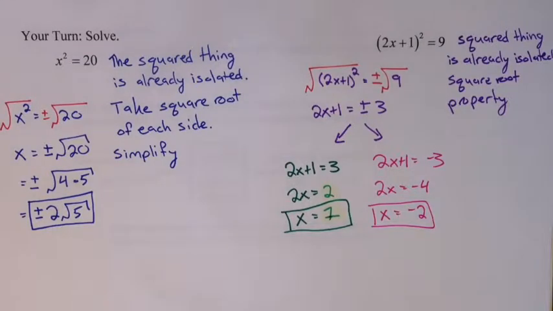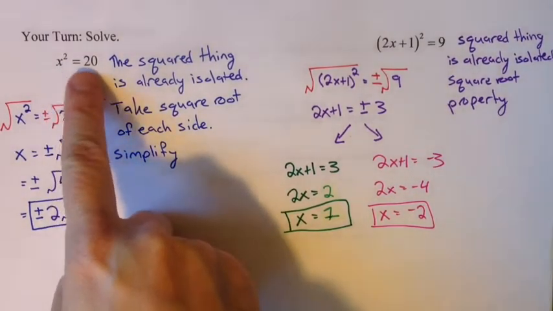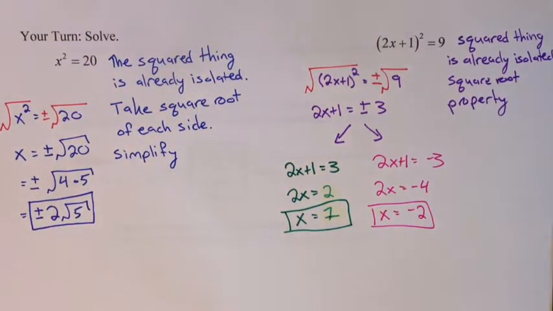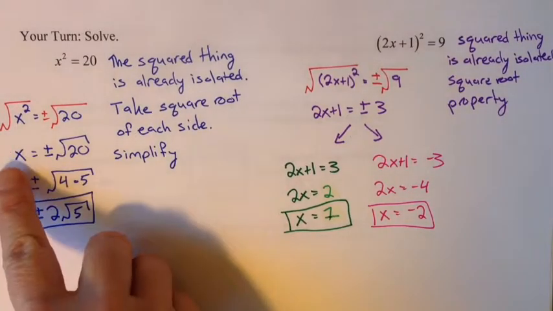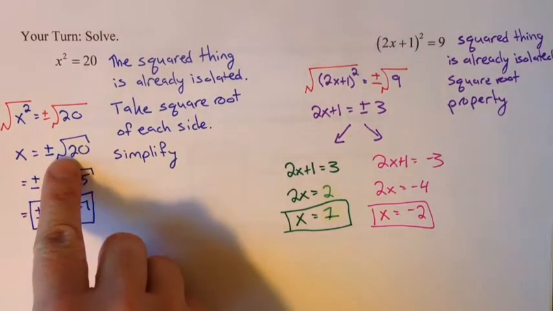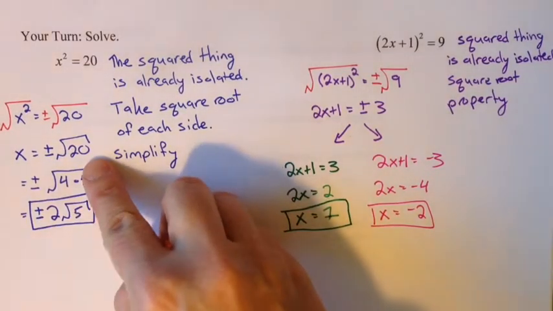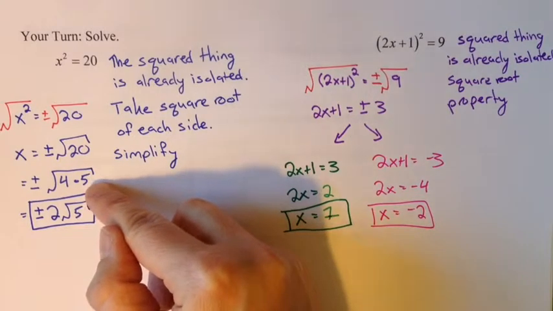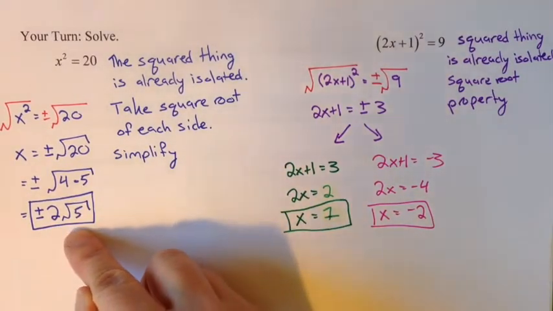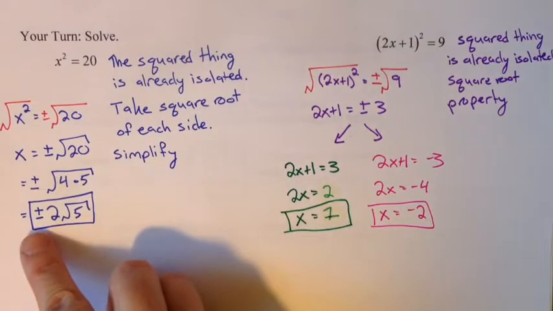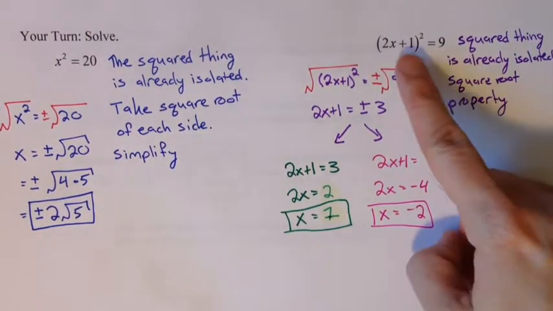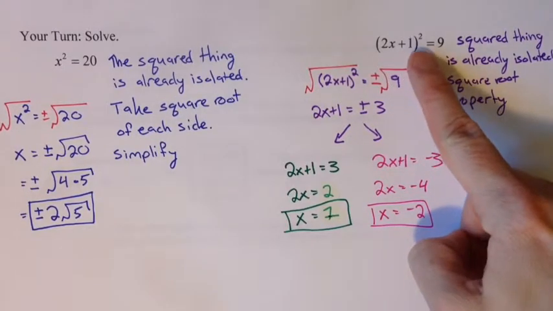Let's take a look at these two problems together. Here I had x squared equals 20. Notice that the thing that is being squared is already isolated, so we can jump straight to taking the square root of each side. That gives me x equals plus or minus the square root of 20. Now this is completely correct, but you might notice that we can simplify the square root of 20 to be 2 times the square root of 5. So my final simplified answer is plus or minus 2 times the square root of 5. In my second example, I had 2x plus 1 squared equals 9.